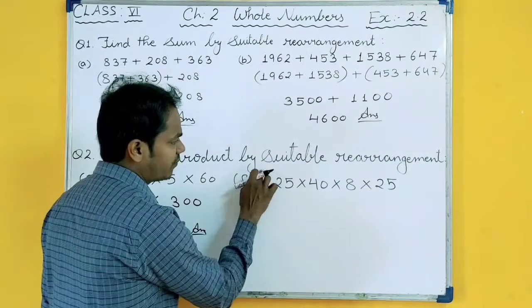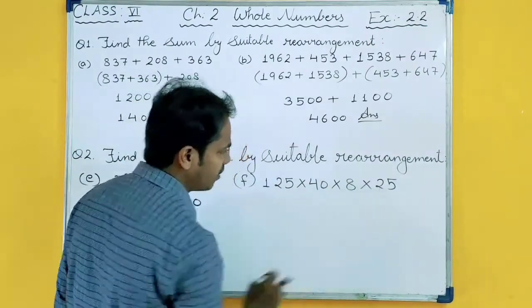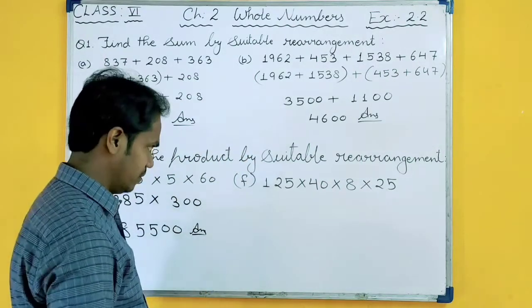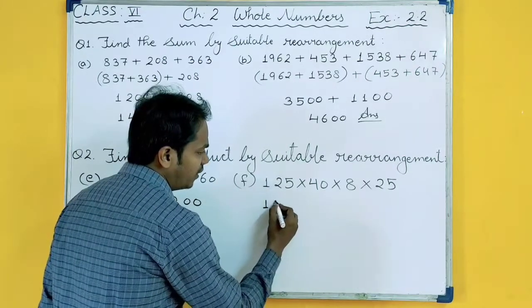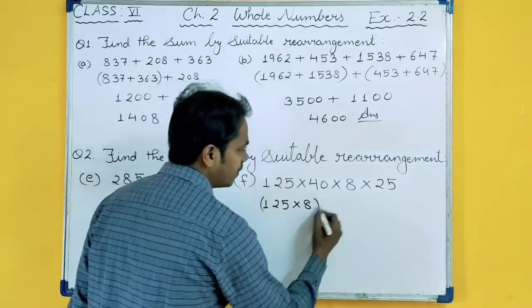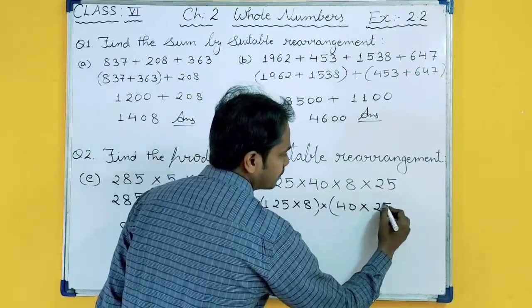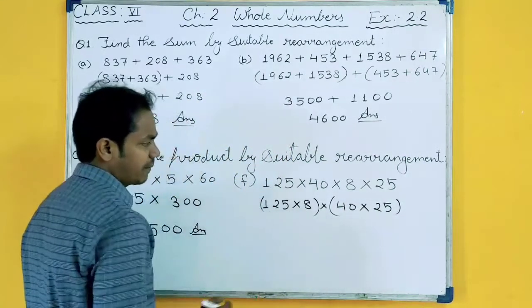Now again, 125 multiplied by 40 multiplied by 8 and multiplied by 25. See, this is an important question. How will you make pairs in this question? Okay, here I will make 125 multiplied by 8 and 40 multiplied by 25. Okay, 125 multiplied by 8.